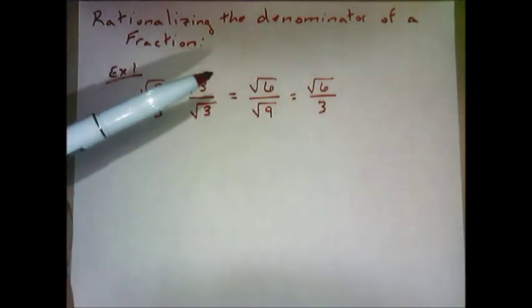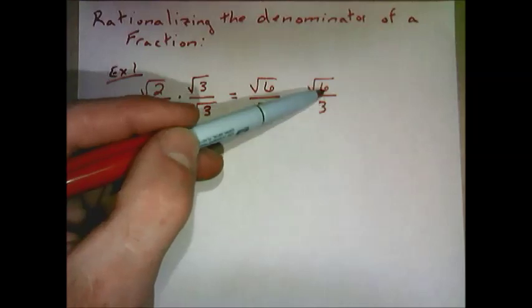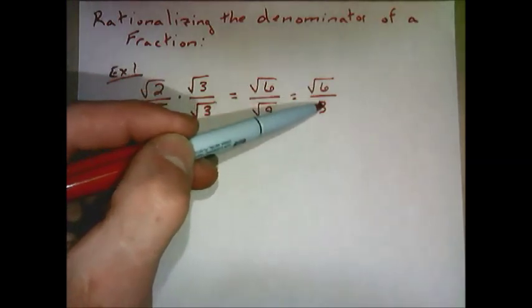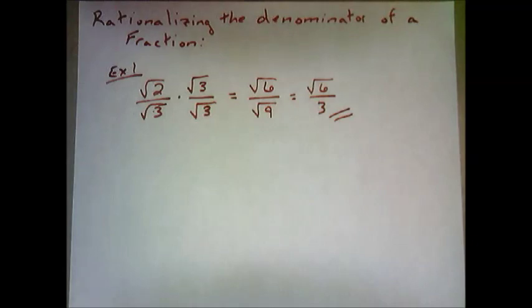Remember, as in multiplication, we cannot divide outside numbers with inside numbers. So don't try to reduce the square root of 6 over 3. It just doesn't happen. And there's our final answer.